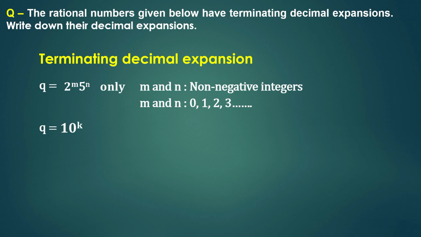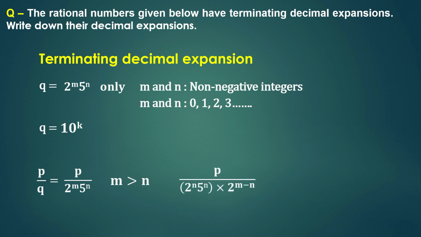In the question, we have been given numbers which have terminating decimal expansions, which means the rational number p by q can be represented as p by 2 to the power m into 5 to the power n, where m is more than n. Since m is more than n, we can write p by 2 to the power m into 5 to the power n in the following manner: p by 2 to the power n into 5 to the power n into 2 to the power m minus n.